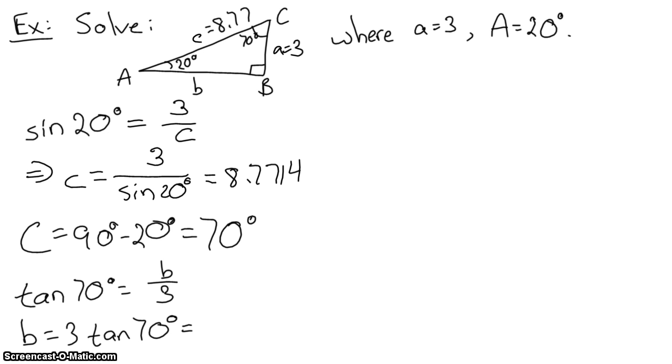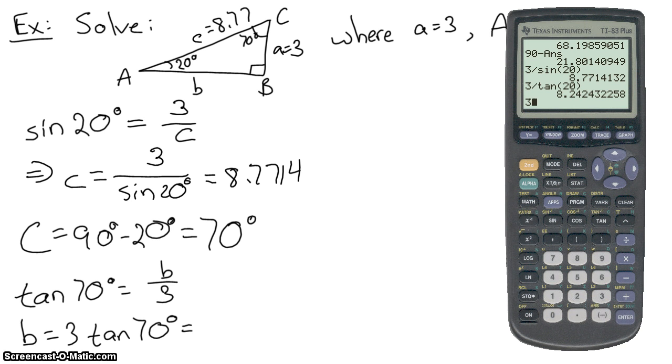And what is that? 3 times tangent 70. And I get 8.24. Okay, so again, my triangle is solved. I found all the sides, all the angles.